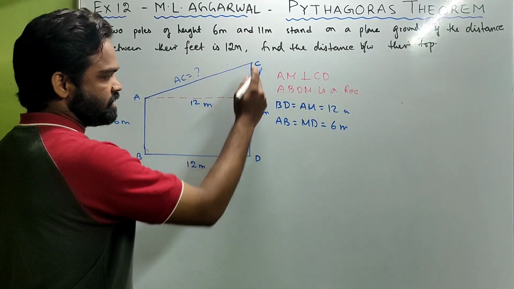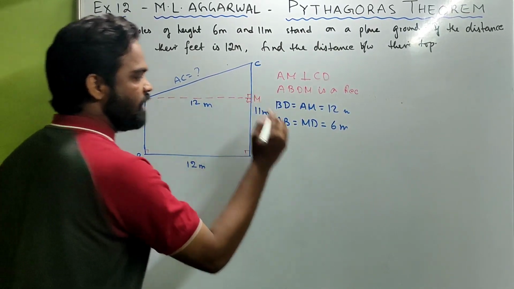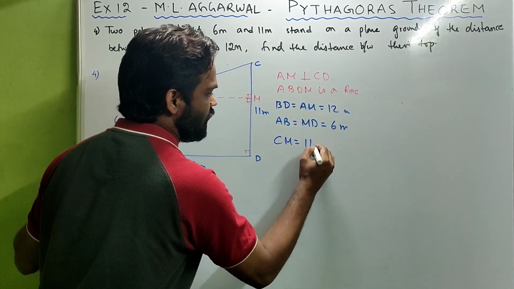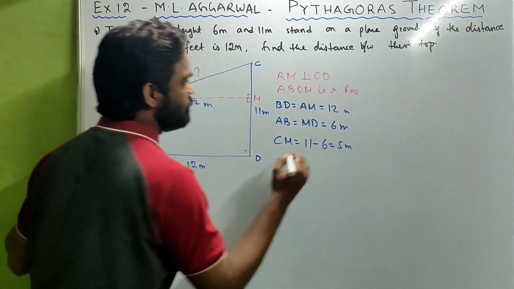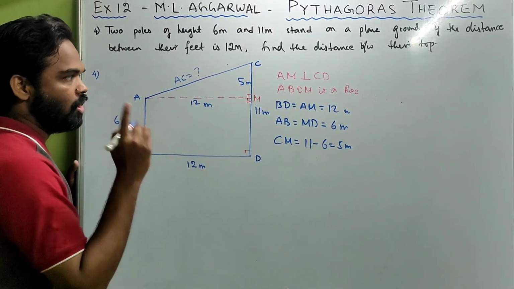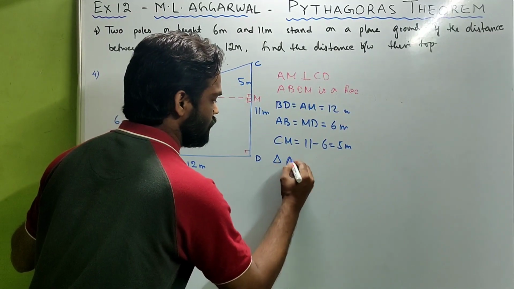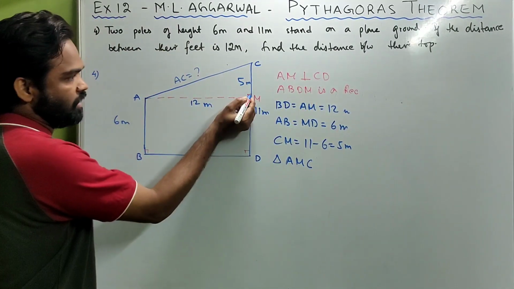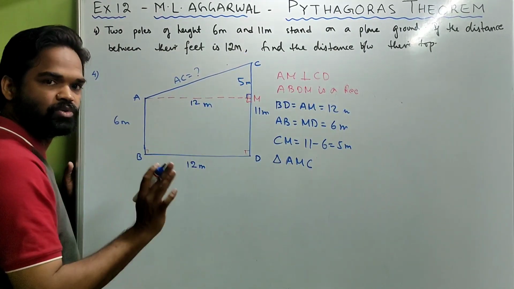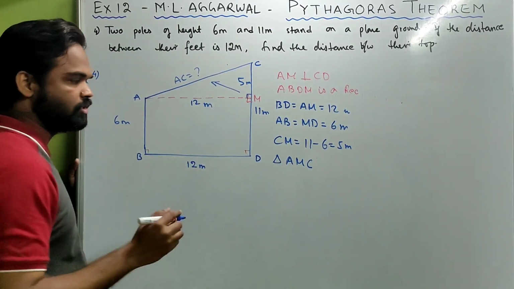Now look, CD was 11, MD was 6. So CM will be 11 minus 6, that's 5 meter. So this is 5 meter. Am I clear? Now look at the triangle AMC. Triangle AMC. This is 90 degree because AM is perpendicular to CD. So AC becomes your hypotenuse.